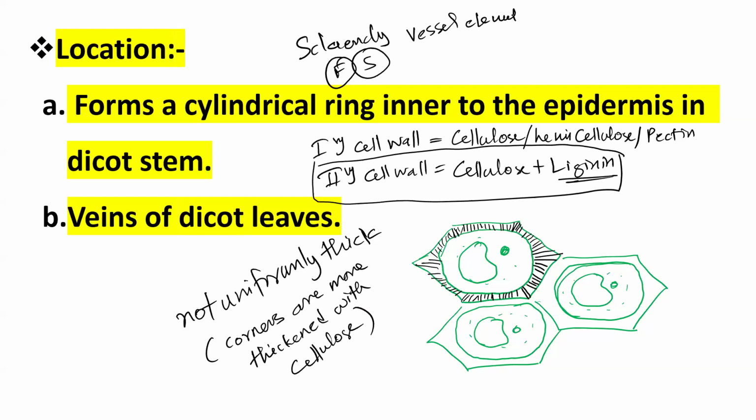Xylem vessel elements are dead. Tracheids are also dead. Other than that, we have xylem fiber, phloem fiber. Is this fiber dead? I hope you all are clear. I hope you all have studied this properly in school.